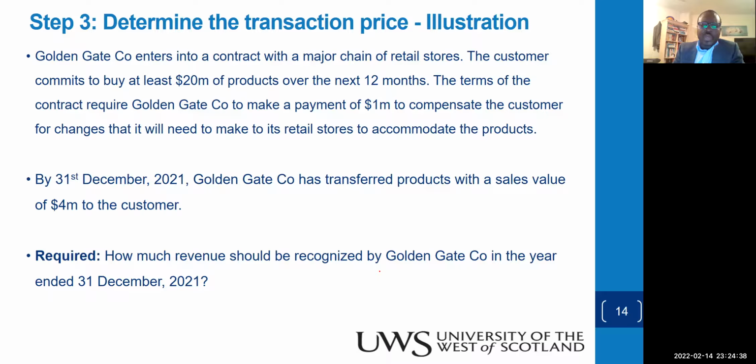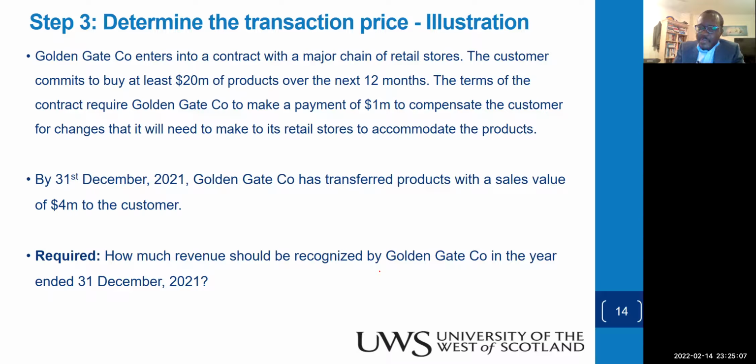Golden Gate enters into a contract with a major chain of retail stores. The customer commits to buy. The customer says I'm going to buy at least 20 million worth of products within the next 12 months. That's a good deal. The terms of the contract require Golden Gate to make a payment of 1 million to compensate the customer for changes that it would need to make to its retail stores to accommodate the product.